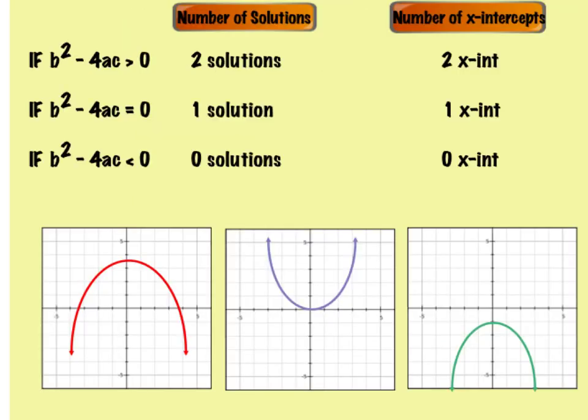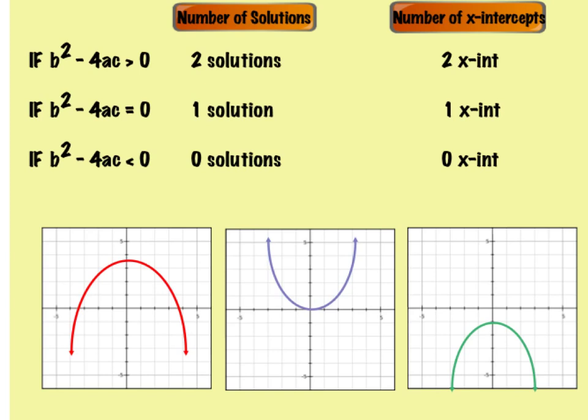There's a lot of information on this slide, so take a moment to jot everything down. So pause the video, jot everything down. Make sure you get the inequalities here, the number of solutions that correspond with the inequalities, and the number of x-intercepts, along with a quick sketch of these graphs. So take a moment, hit pause, and jot this down in your notebook.